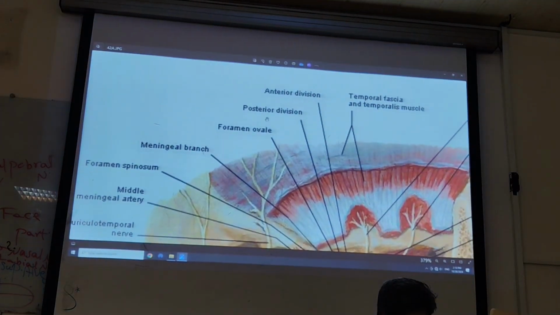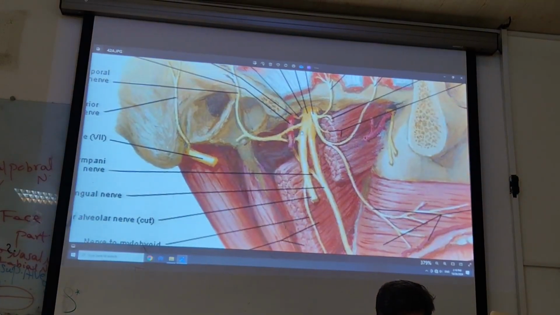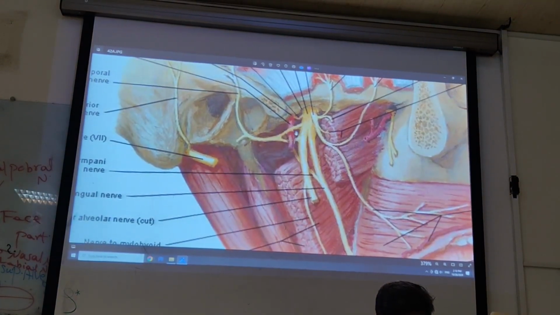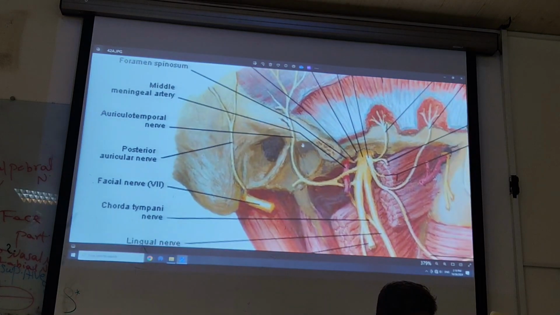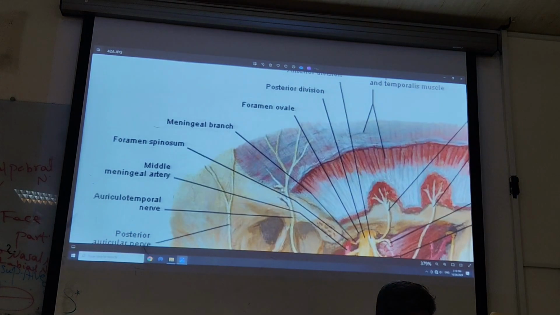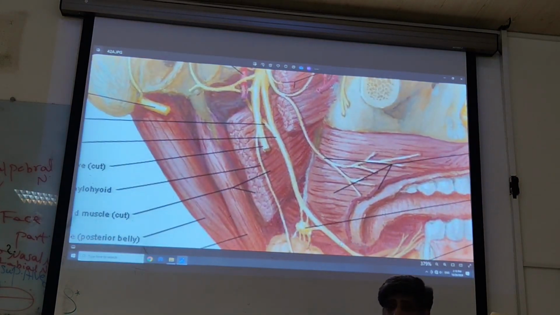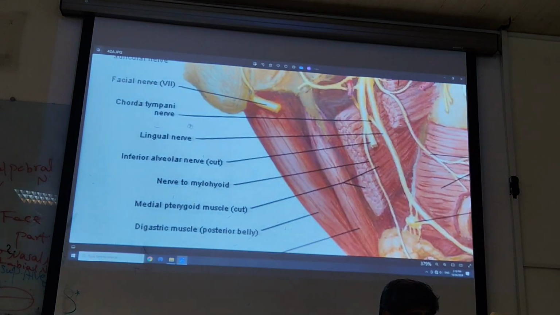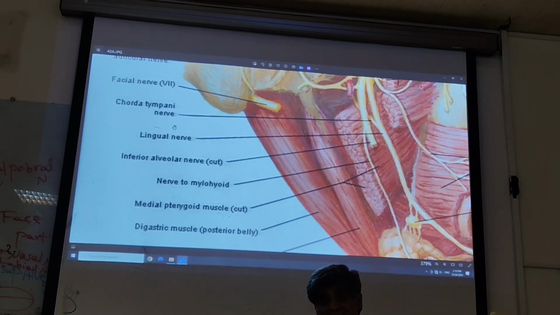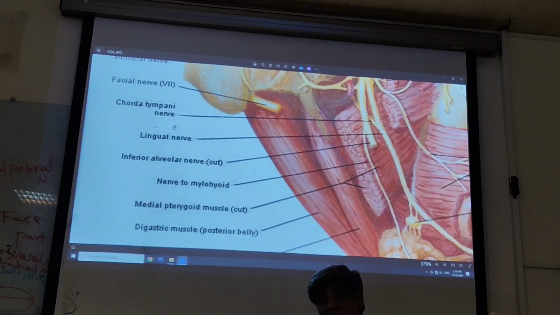And another part, the posterior division. The posterior division contains 3 branches. This branch, auriculotemporal nerve, upper part, superficial temporal, and another branch, lingual nerve. The chorda tympani nerve branches from facial and communicates with the lingual nerve.